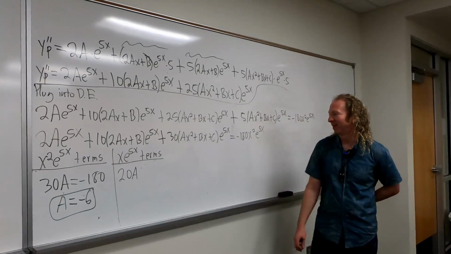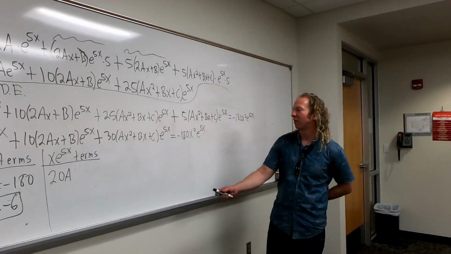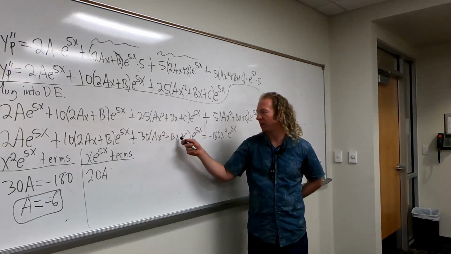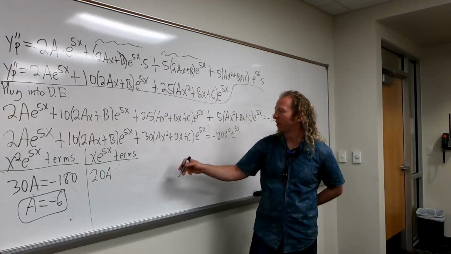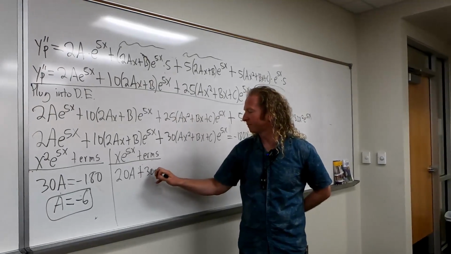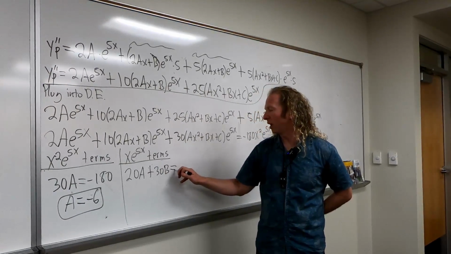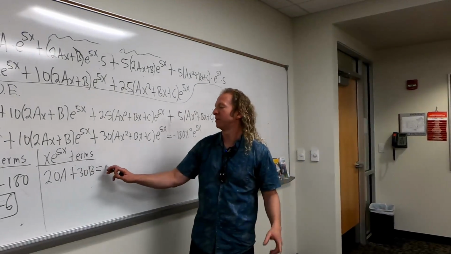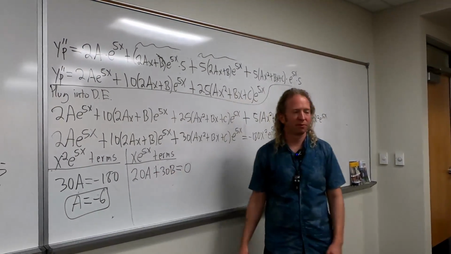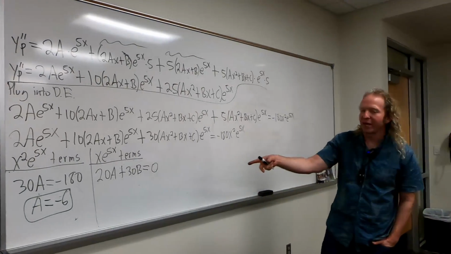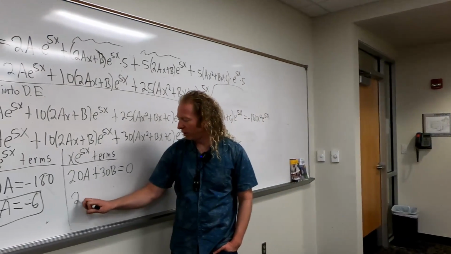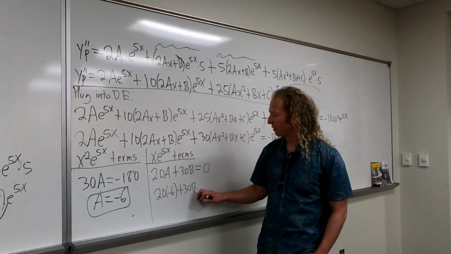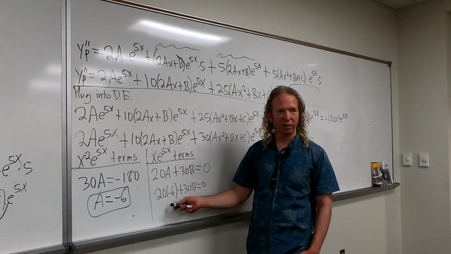Almost lost a point. Oh, what about here? 30b, right? So plus 30b, and that's it. What's that equal to now? 0. So yeah, they're all equal to 0, but they're not all going to be 0 because you have a sum equal to 0. And we know something about a. It's -6. So it's 20 times -6 plus 30b, that's equal to 0. So -120.